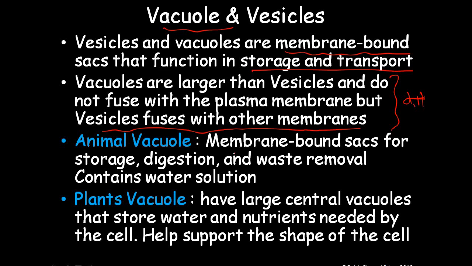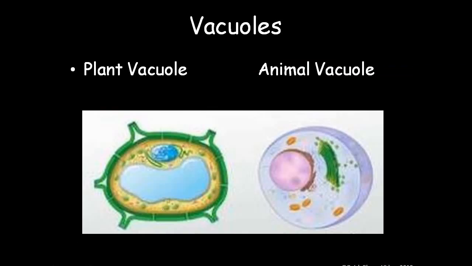Animal vacuoles are membrane bound sacs for storage, digestion and waste removal, and contain a water solution. In case of plants, they have a larger central vacuole that stores water and nutrients needed by the cell, and helps to support the shape of the cell. So if there is a stress of water in the plant, the water in the plant vacuole is removed and desiccation takes place, and you have seen the drooping of the plant. So this is a plant vacuole. This is a big portion, a membrane covered sac having water, and this is the animal vacuole.